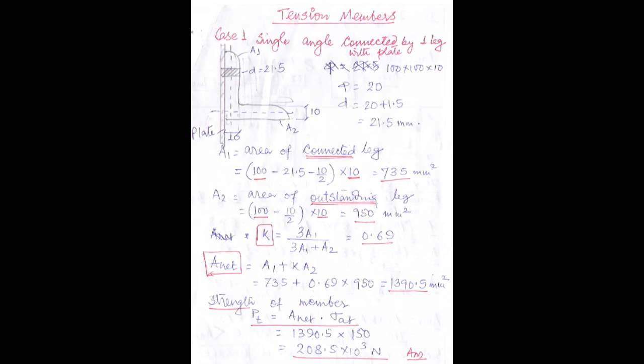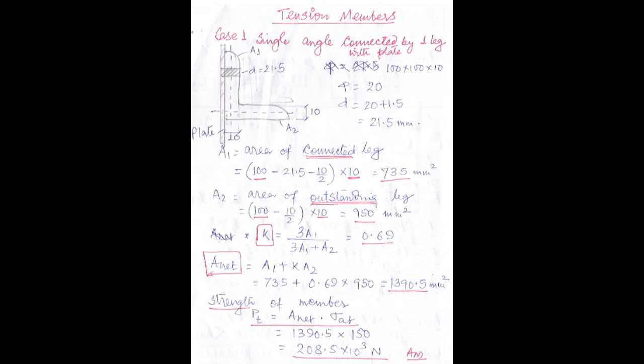Now let us see how to calculate the area. A1, I have told you to remember the notation. A1 means the area of the connected leg. Connected leg means that leg with the gusset plate. Okay. And A2 is the area of the outstanding leg. Now concentrate over here and see how I explain it. Area of the connected leg. So these are all rectangular sections, correct?